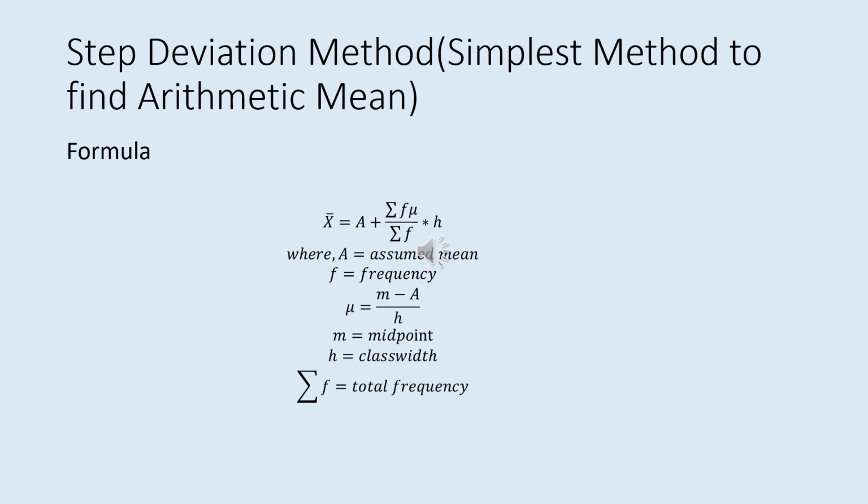Now we will be calculating the arithmetic mean through the step deviation method. Here the formula is x bar is equal to a plus summation of f mu by summation of f into h, where a is the assumed mean, f is the frequency, mu is equal to m minus a divided by h, where m is the midpoint and h is the class width. Total frequency is represented by summation of f.